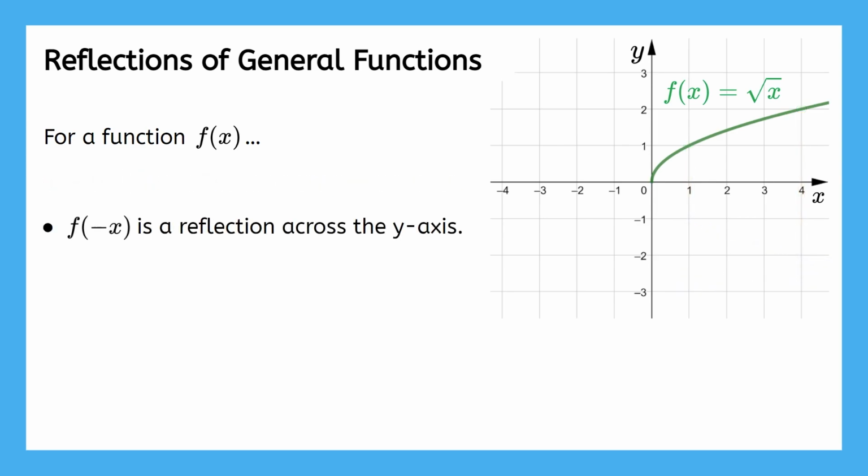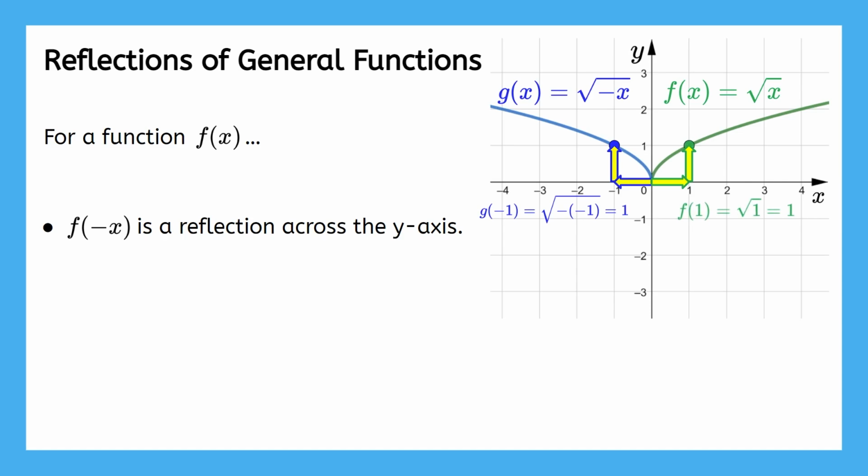To reflect this graph across the y-axis, we need to make the input negative. We put a negative sign on the x wherever it appears inside the function. Here, this ends up being the square root of negative x. In this new function, an input of negative 1 gives us the same output that we got from positive 1 in the original function. The result here is a reflection over the y-axis.